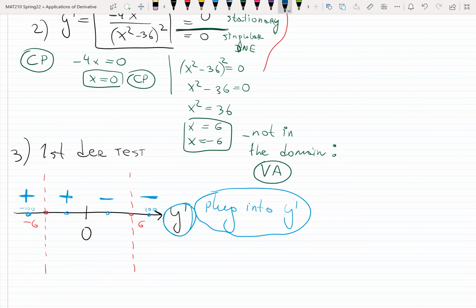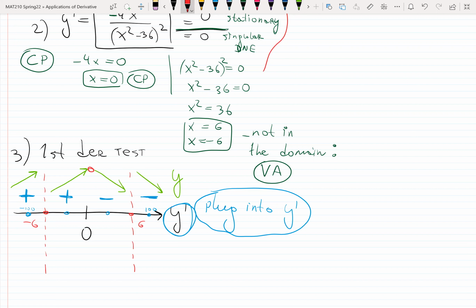When the derivative is positive, the original function is increasing. When the derivative is negative, the original function is decreasing.